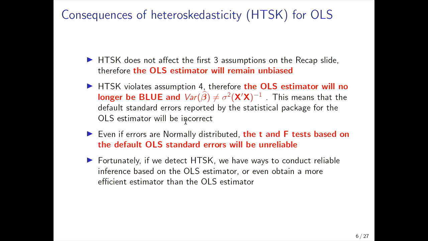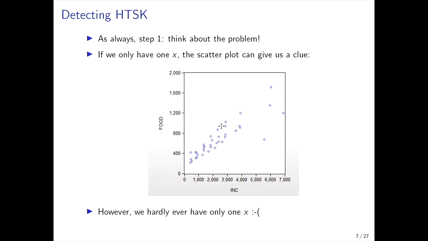The standard hypothesis tests based on the OLS standard errors are no longer reliable, even in large samples. So this is not a small sample problem. This is not a problem that goes away as the sample size goes off to infinity. So heteroskedasticity does have really quite serious implications for hypothesis testing. The usual test statistics based on OLS standard errors no longer have the postulated distribution, and therefore our hypothesis tests are unreliable even in large samples. So those are the consequences of hetero.